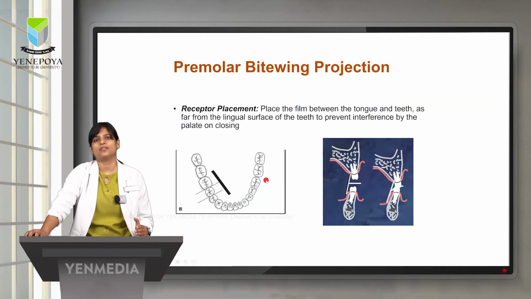Okay. And one more thing about film placement in the premolar bitewing projection is, place the film between the tongue and the teeth, and as far from the lingual surface of the teeth. Why is this done? To prevent any interference of the palate. As you can see over here, what they have advised is the film should be slightly away from the lingual surface, but over here, if this is the lingual side, the film should have been placed a little more away. Why is that? Because the palatal bone over here, if the film is too close to the teeth, can tend to push it down. As you can see on closing, clearly how the film has been fully pushed down.